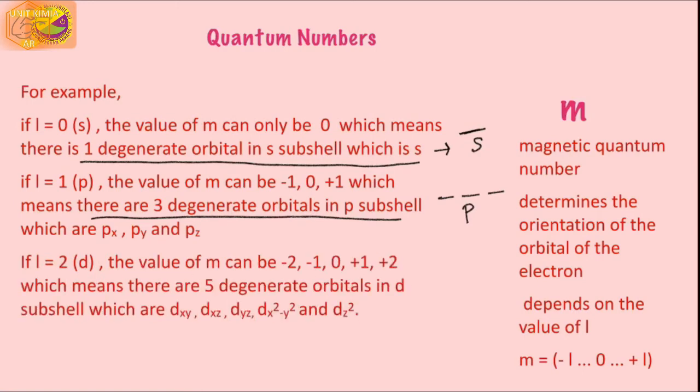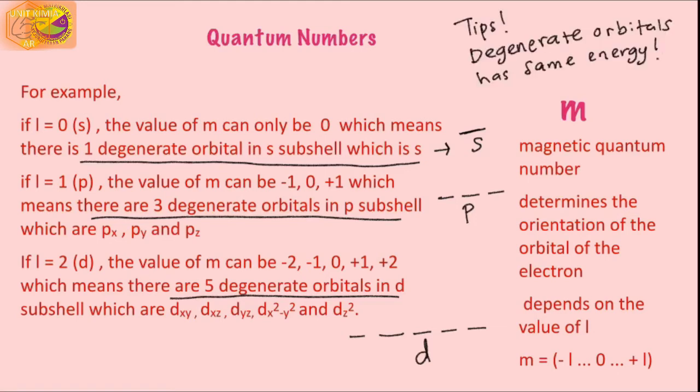If l equals 2, which means the d orbital, the value of m can be negative 2, negative 1, 0, plus 1, and plus 2, which means there are 5 degenerate orbitals in the d subshell, which are dxy, dxz, dyz, dx squared minus y squared, and dz squared. Here is a little tip. Degenerate orbitals have the same energy.